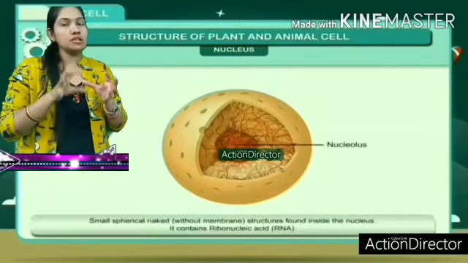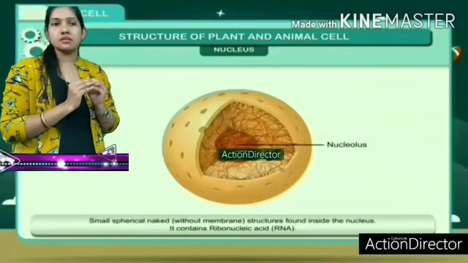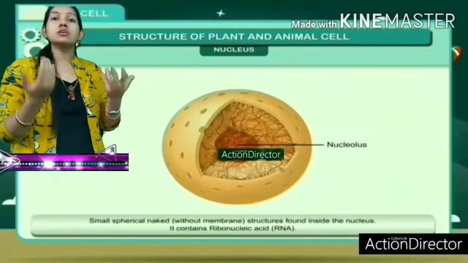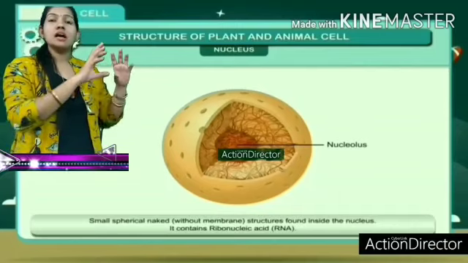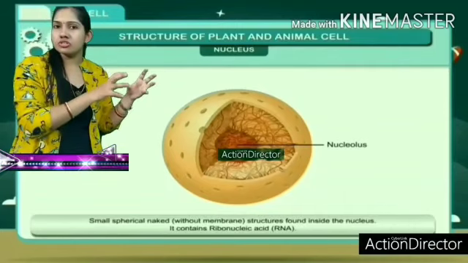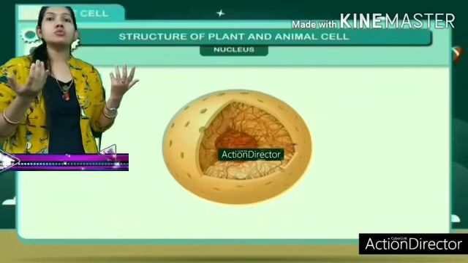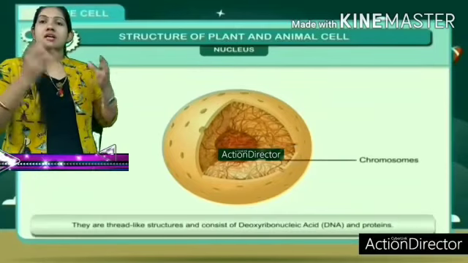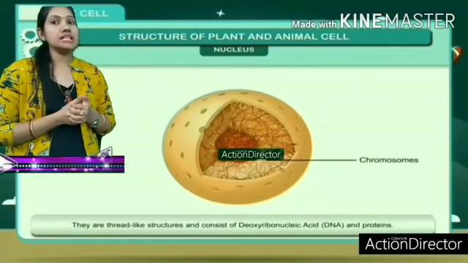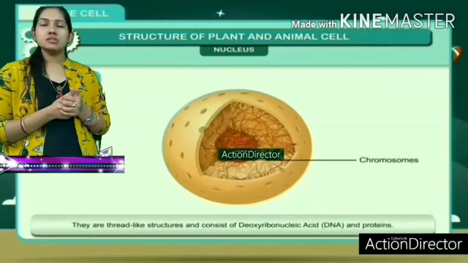It's the same nucleoplasm, which is the fluid inside the nucleus. And the third one is the nucleolus. Nucleolus is the small rounded structure present inside the nucleus. Okay, and the chromosomes. Chromosomes are the thread-like structures present inside the nucleus.